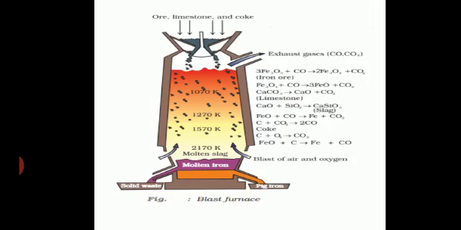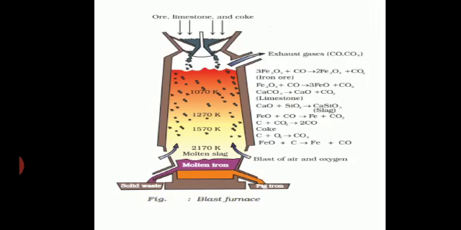Now you can see in the figure, that is your combustion zone. It has a very high temperature, 2170 Kelvin. Just below the combustion zone you can see the molten slag, and below the molten slag, the molten iron.